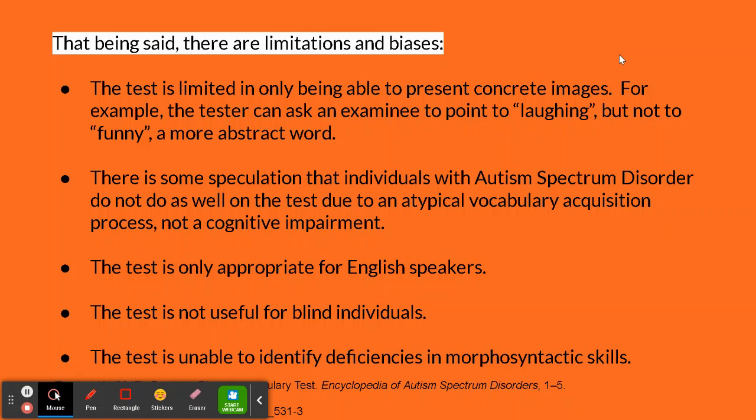Also mentioned before, this test is only available in English due to the fact that you must be able to see the pages of this test. It's not useful to assess blind individuals. And it's not able to identify deficiencies in morphosyntactic skills. And what I mean by that is while it can assess your vocabulary, it can't assess how well you might understand that vocabulary in a series of words. This is a single word test. It wouldn't give any information regarding someone who is perhaps unable to understand or form whole sentences in correct order.